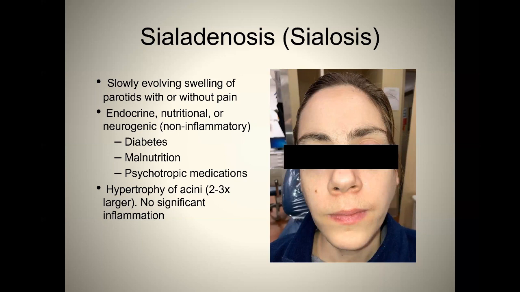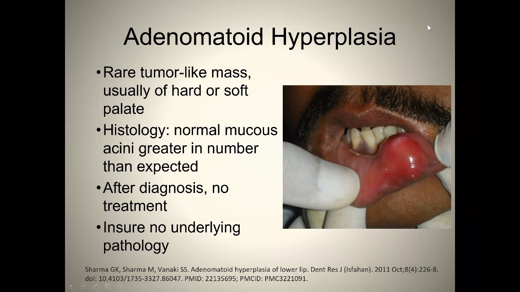A biopsy of these patients is not necessary. These patients do not need to undergo biopsy, but if there is concern for tumor, which with proper imaging and palpation should be excluded, but occasionally biopsy is undergone, you're going to see hypertrophy of acini. So the glandular elements are going to look about 2 to 3 times larger than normal. And there's going to be no significant inflammation, as opposed to Sjogren's syndrome, where you're going to see the classic periductal lymphocytic infiltrate.